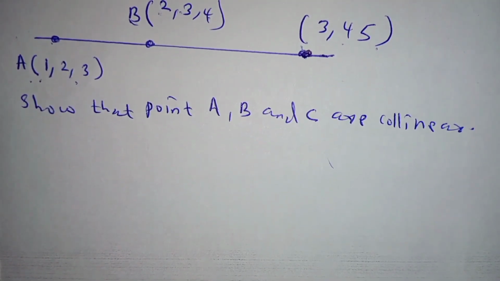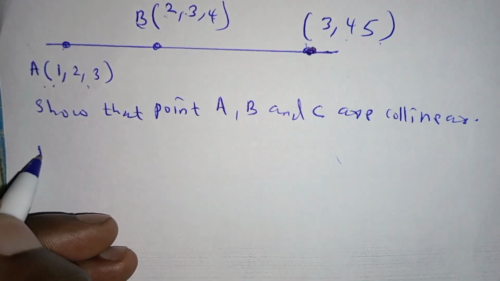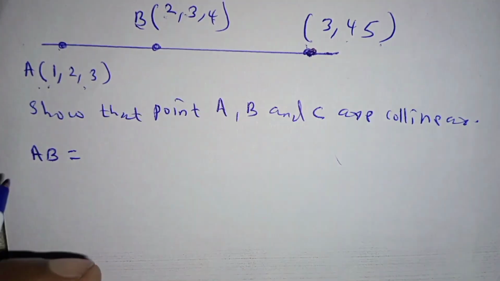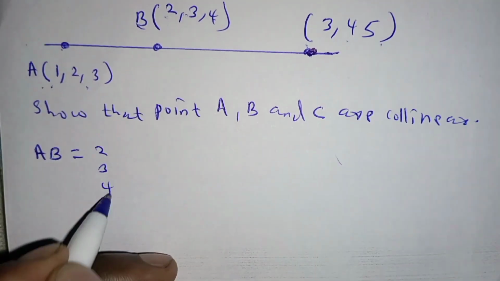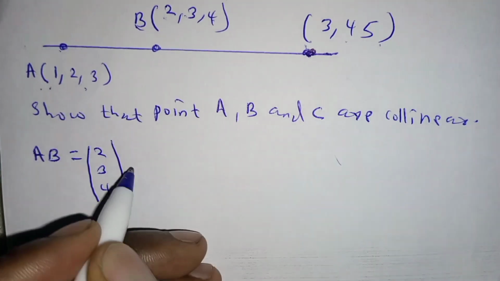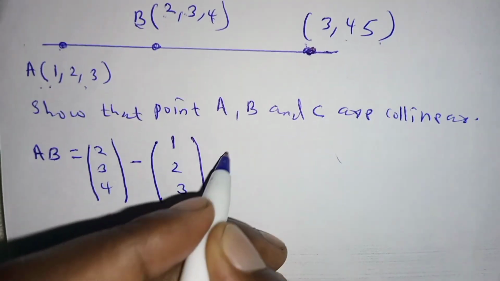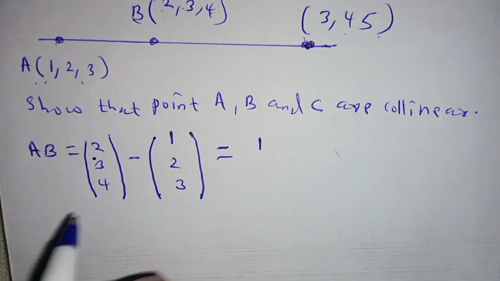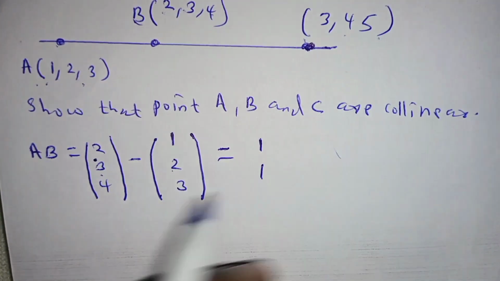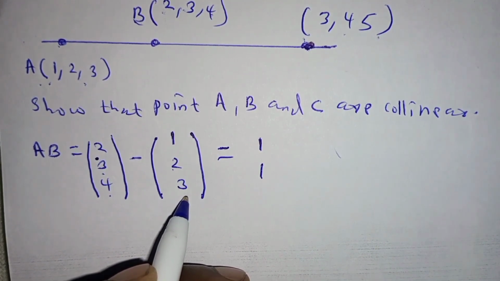Now, in order for you to show that these points are collinear, there are 2 steps involved. First of all, we are going to get vector AB, which will be found by (2, 3, 4) minus (1, 2, 3). You obtain that vector. So you have 2 minus 1, which will give you 1. 3 minus 2 will give you 1. And 4 minus 3 will give you also 1.